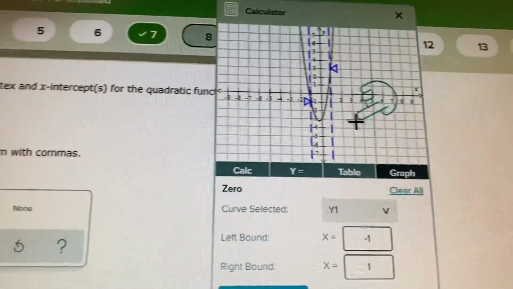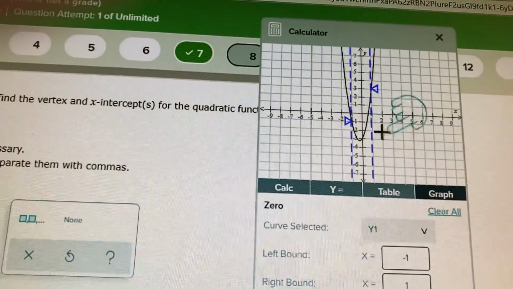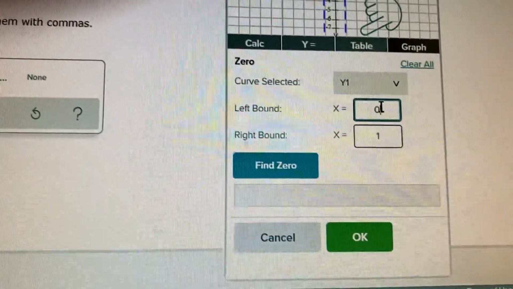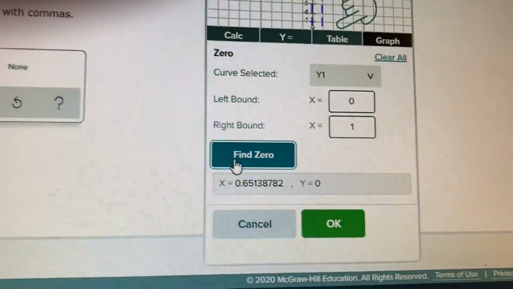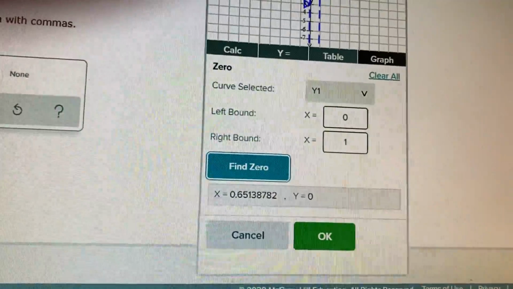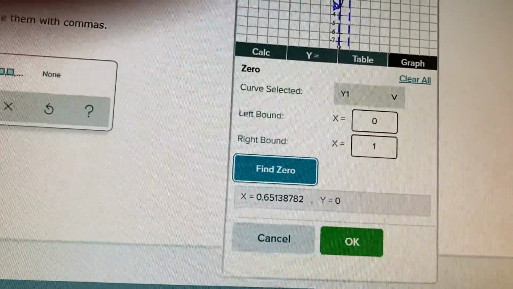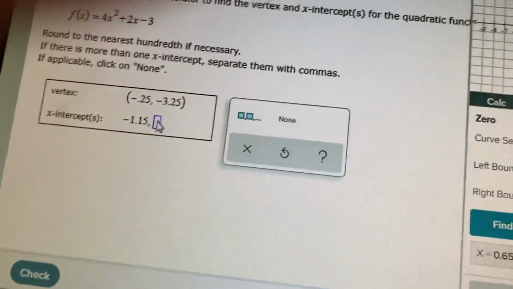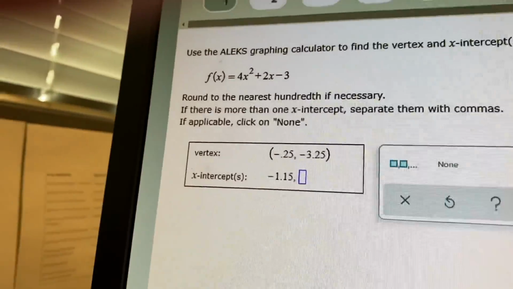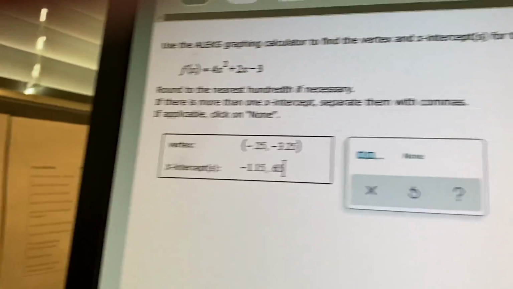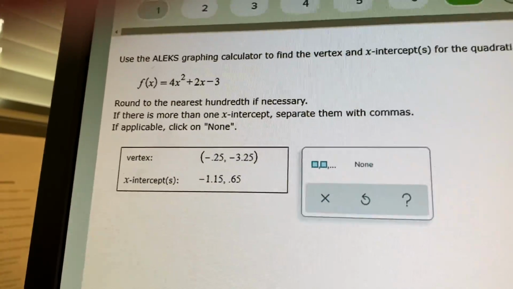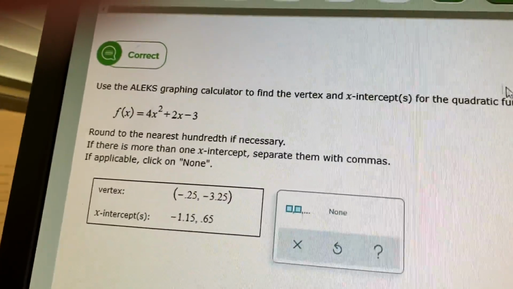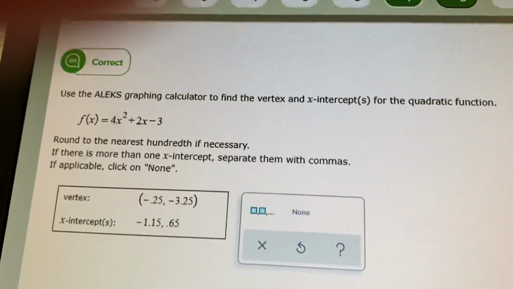Go to the right side. The right side is between 0 and 1. So 0, 1 is your bounds. Find your zeros. That one's at positive, if we round it, 0.65. So you put a comma. Your box will come up, 0.65. And cross your fingers, we got it right. And we did. So there's your vertex. There's your x-intercepts using the calculator on the ALEKS program.